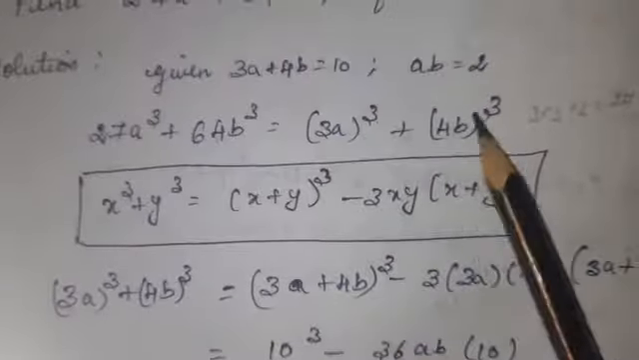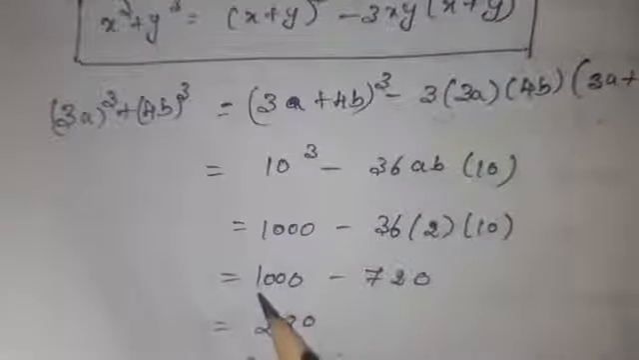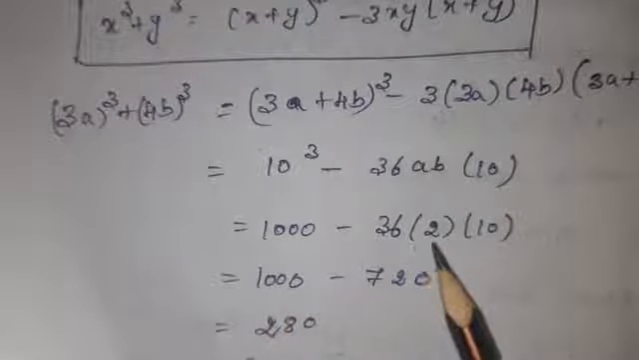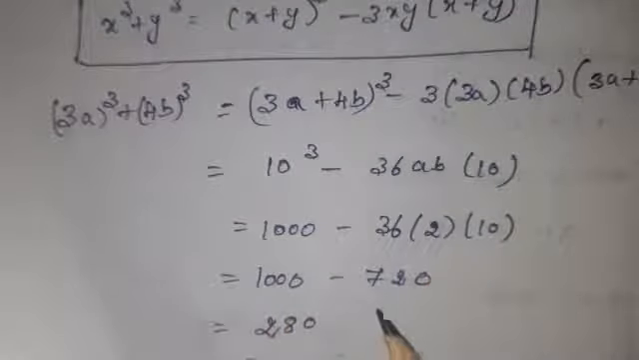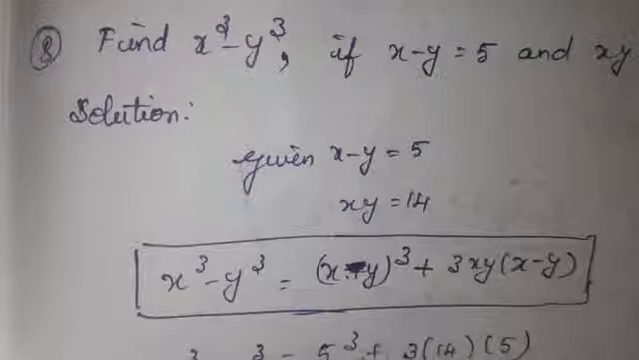In the question, AB value is 2. So I substituted here 2 into 10. Then 1000 minus 36 into 2 is 72. 72 into 10 is 720. When you subtract this, you will get 280.